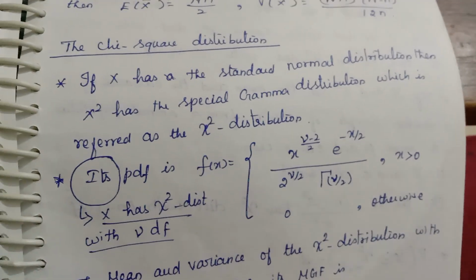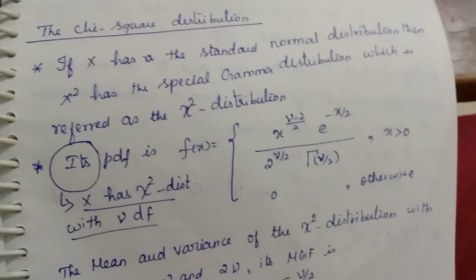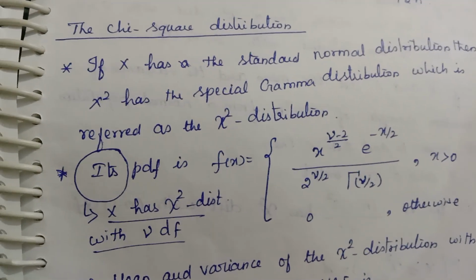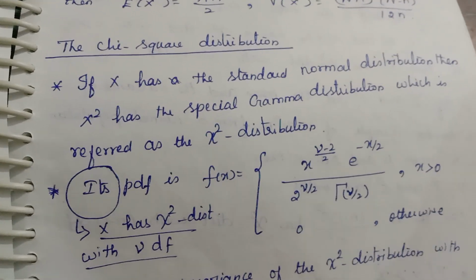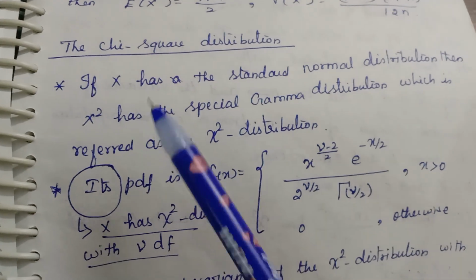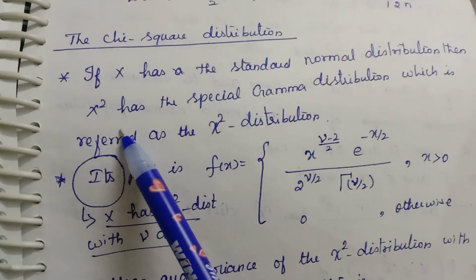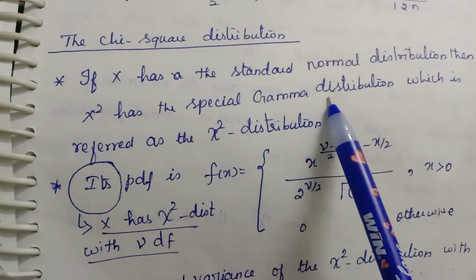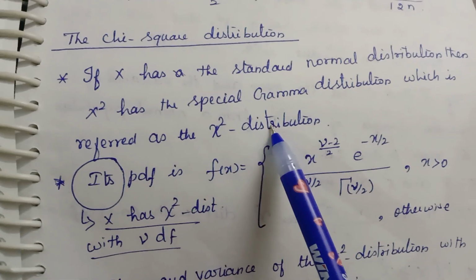Next one is the chi-square distribution. Okay, when will we have this chi-square distribution? See, if x has a standard normal distribution, then x square has a special gamma distribution and it is called the chi-square distribution.